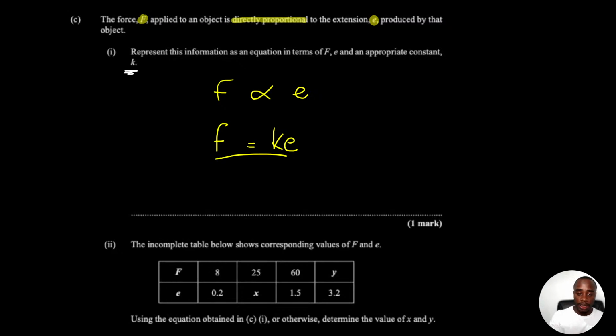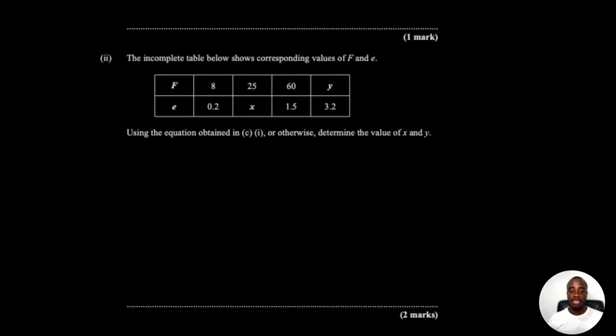Now it says down here, the incomplete table shows corresponding values of F and E. Using the equation obtained in part C(i) or otherwise, determine the value of x and y. So guess what? You already know a pair of values. That's the beauty of what you have here. So in this one, you know that when F is 8, E is 0.2. And now you're going to find out what x is when F is 25. Right? So we can put that in an equation.